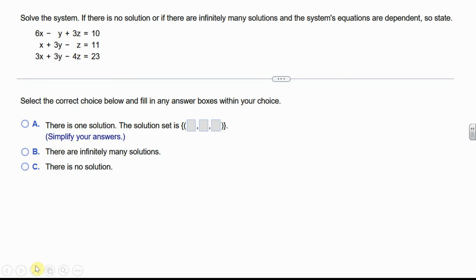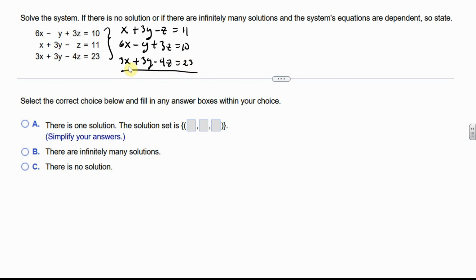So let's look at this one. So we're going to solve. I'm going to write this way. x plus 3y minus z is equal to 11. 6x minus y plus 3z is equal to 10. 3x plus 3y minus 4z is equal to 23.